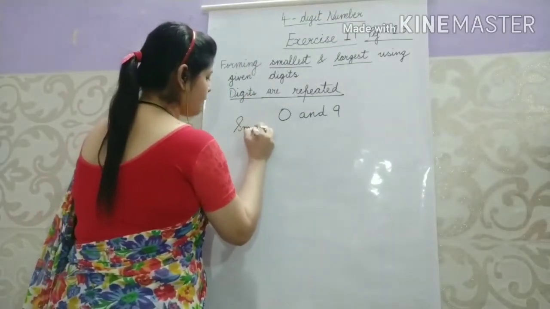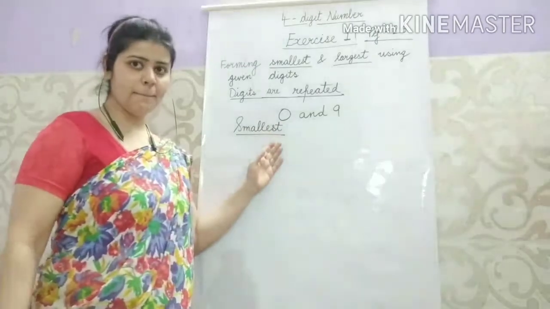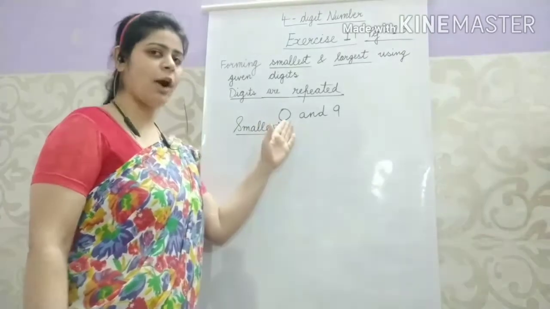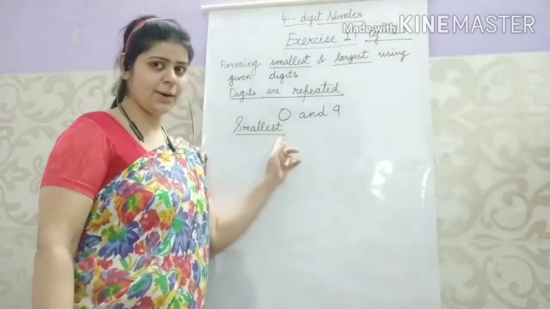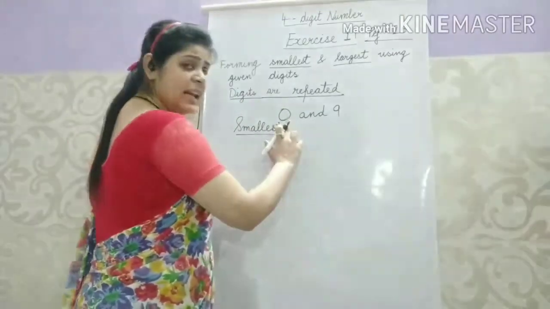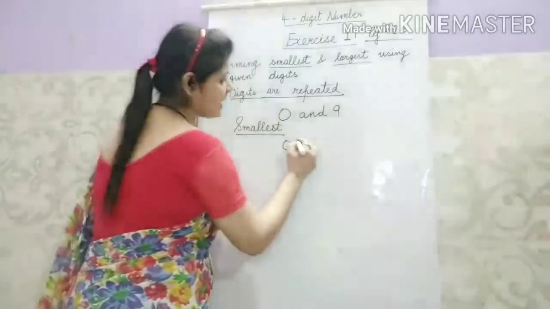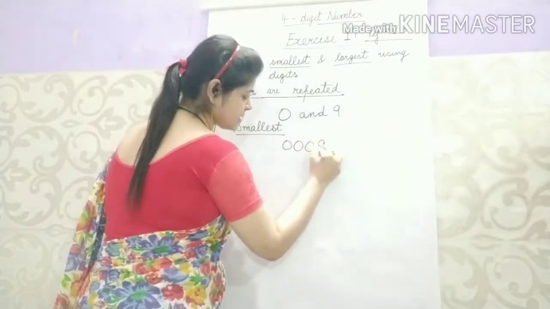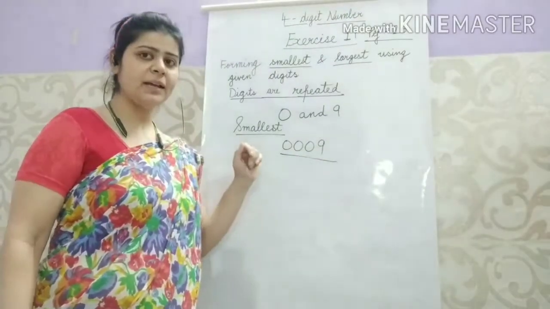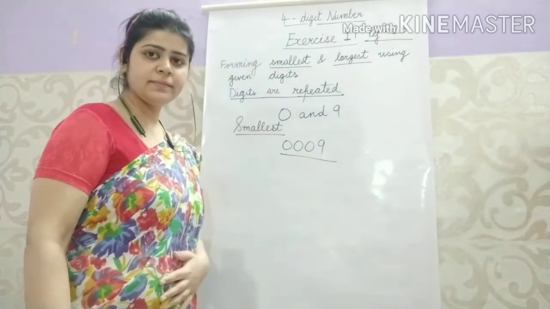Okay. So if you have to make the smallest 4-digit number with the help of 0 and 9, how will you make it? The smallest number in these two is 0, right? But can you tell me, if you are writing the 0 here like this, if you are repeating also, like we are writing like this, what will you read this number as?